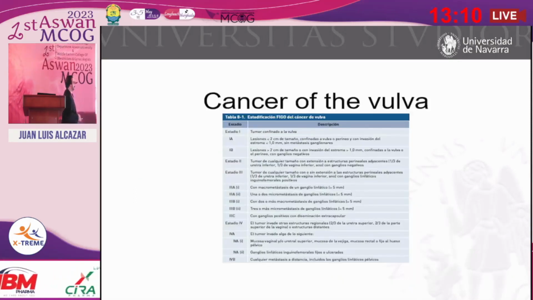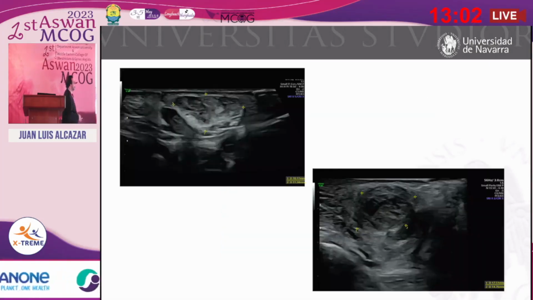I'm close to finishing. Regarding cancer of the vulva, we perform ultrasound with high frequency probes, transducers. We estimate the size of the tumor in all 3 planes of space. We estimate the infiltration, how close to the deep fascia the tumor is infiltrating, and whether the tumor is reaching the deep vulvar fascia or not.